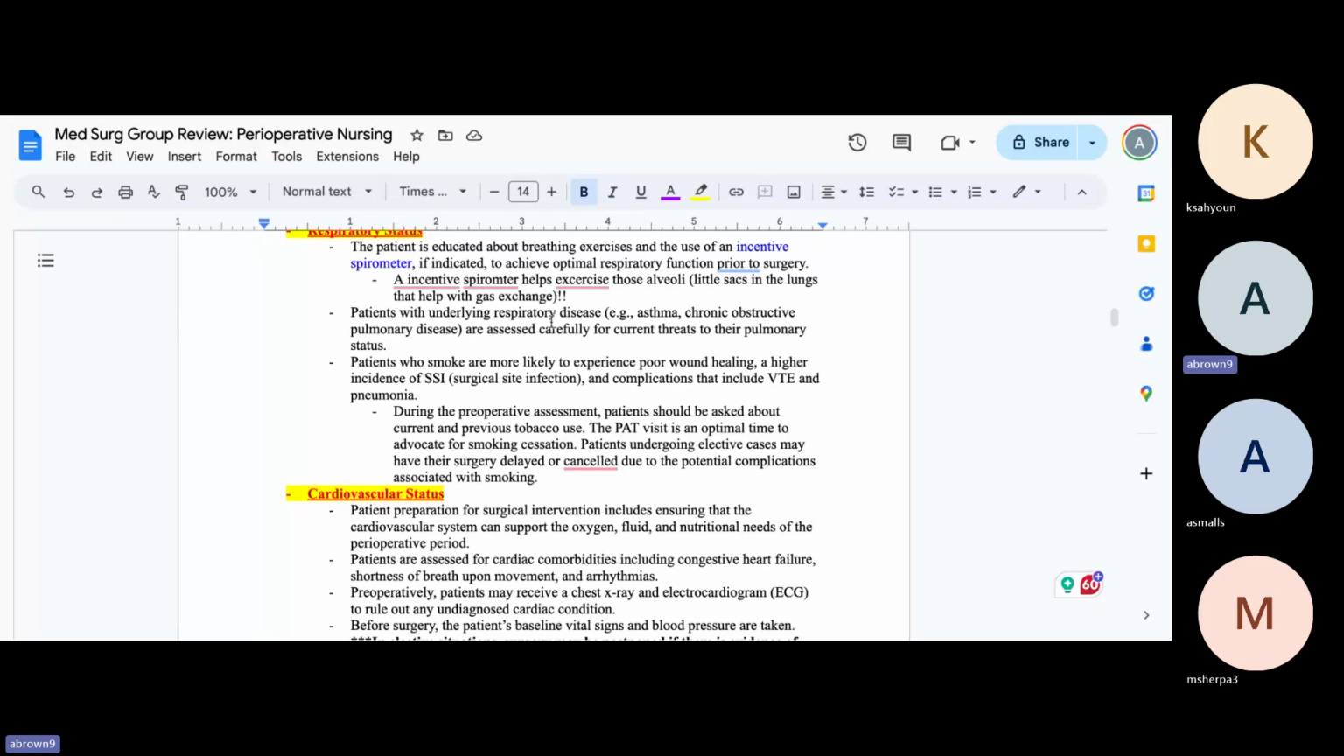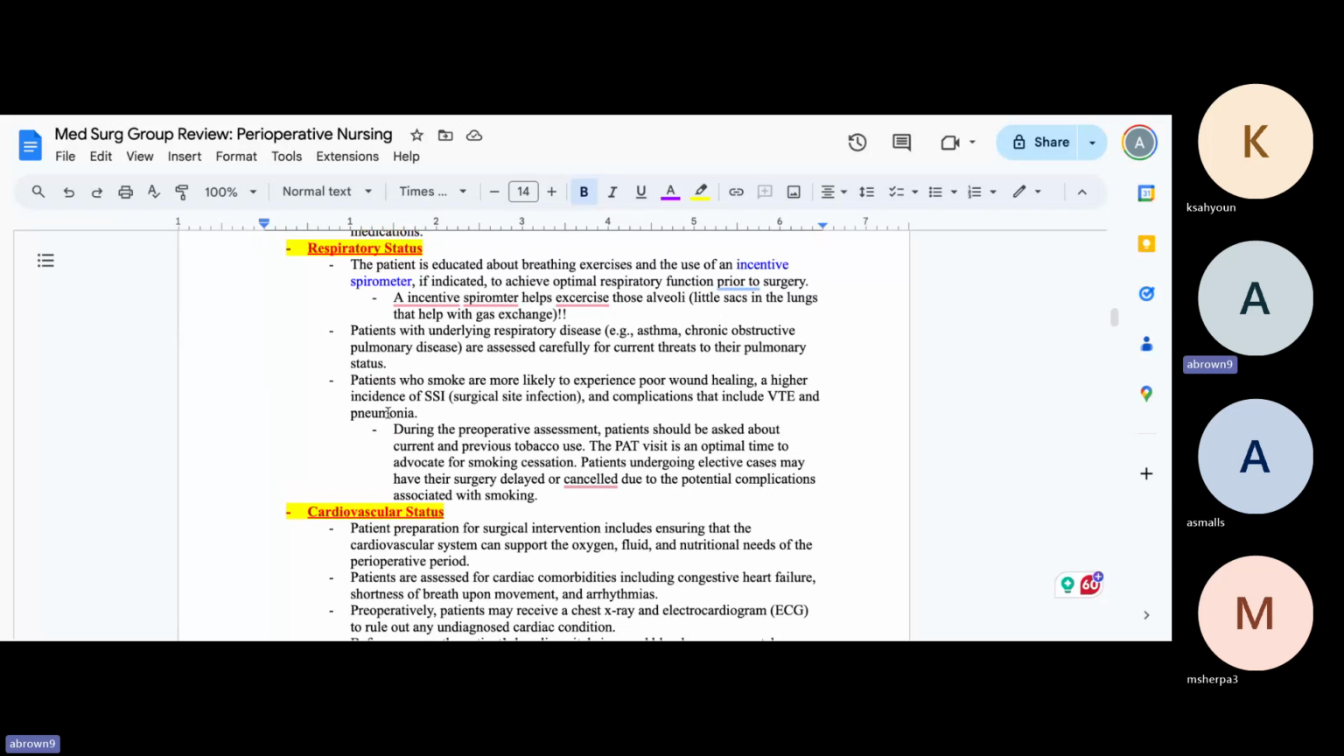For patients with underlying respiratory diseases, you want to know if they have asthma or COPD. They are assessed carefully for current threats to their pulmonary status. Patients who smoke are more likely to experience poor wound healing, a higher incidence of surgical site infection, and complications that include venous thromboembolism and pneumonia. So during the preoperative assessment, patients should be asked about current and previous tobacco use.